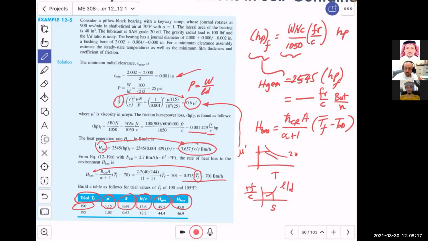By the way, look, down here, we did another trial by assuming that the temperature T bar F equals 195, which again led you to finding mu prime, then calculating S, then finding FR over C, and then calculating the generated heat, and then calculating the heat loss. What am I after, shabab? When am I going to stop? I can do this forever. What should I do?